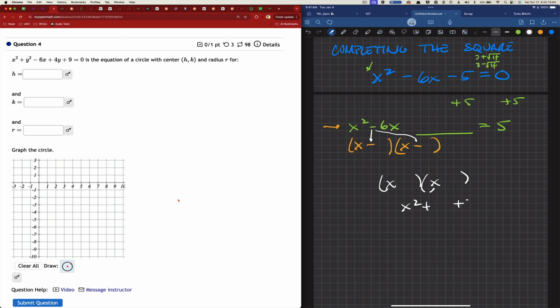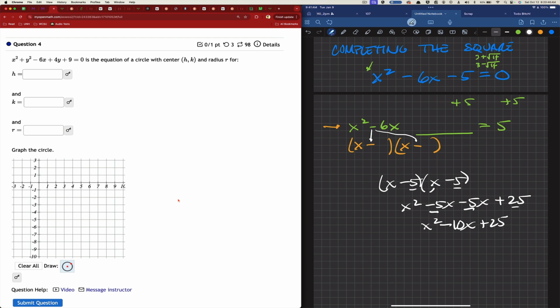Okay, so if I put a negative 5 in here, x times x is x squared. x times negative 5 is negative 5x. Negative 5 times x is negative 5x. And negative 5 times negative 5 is plus 25. So in other words, these two numbers become negative 10x. And then those two numbers multiply to become 25.